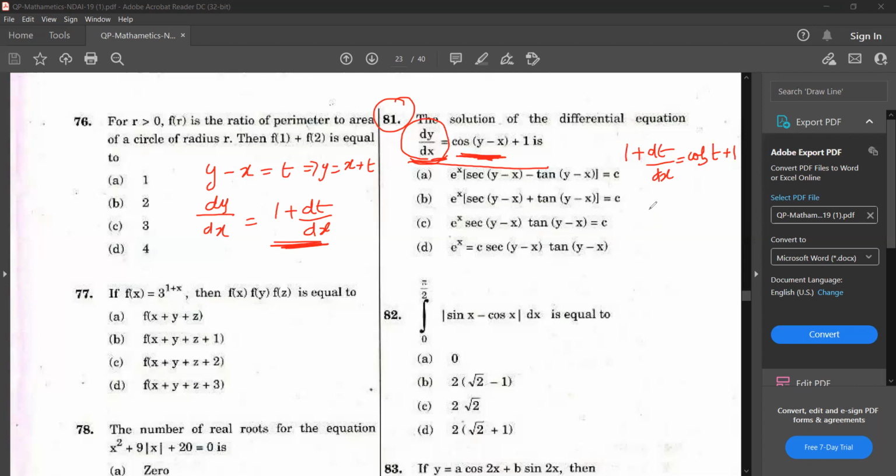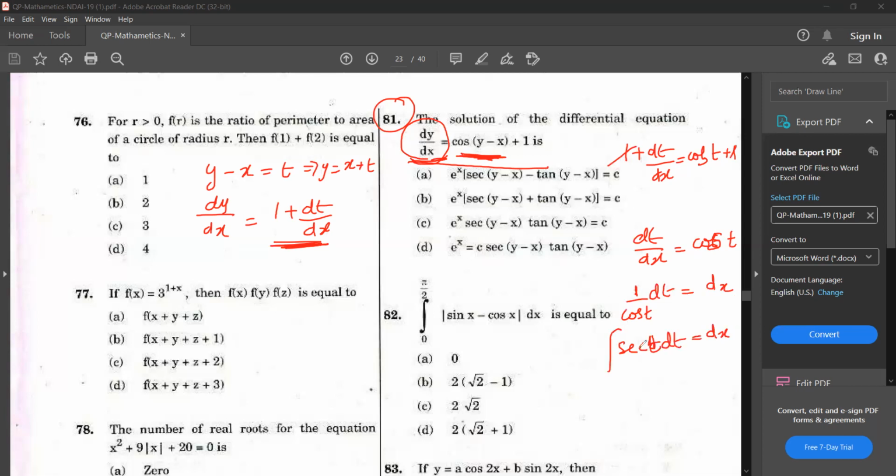So here I can write dt by dx as cos t, isn't it? Because 1 I'm cancelling from both sides. So how can I write this? Can I write this as 1 by cos t dt is equal to dx? That means sec t dt is equal to dx.